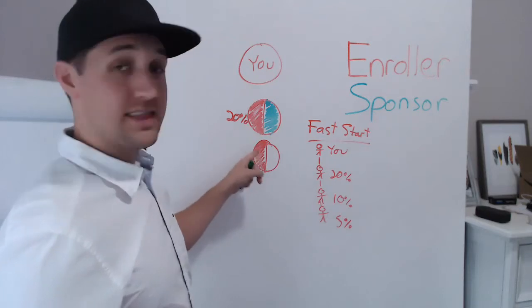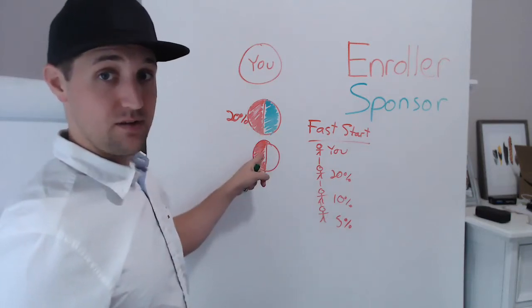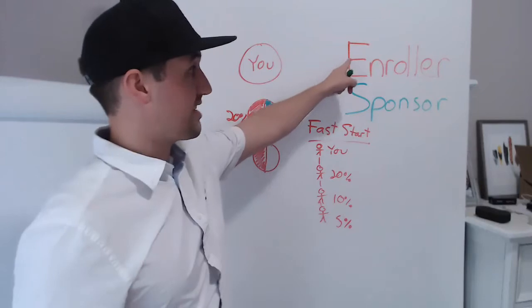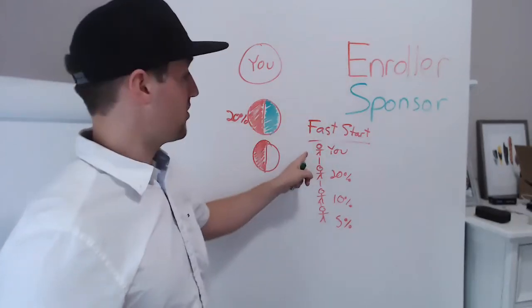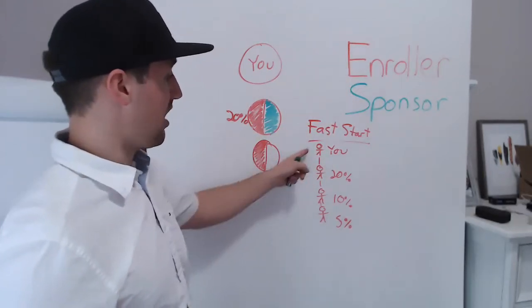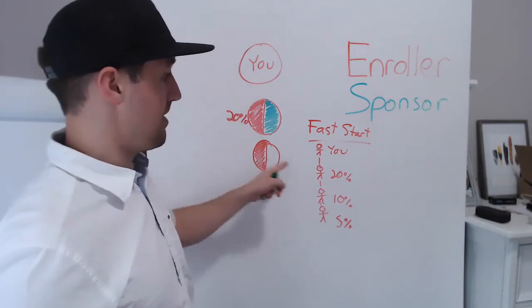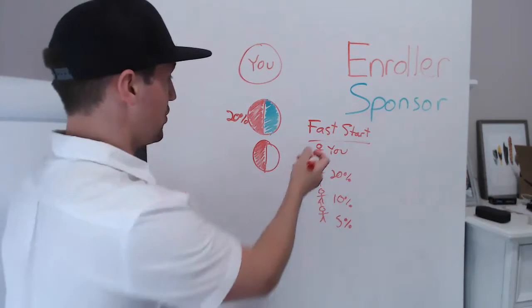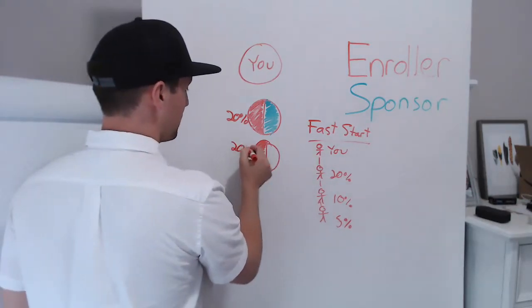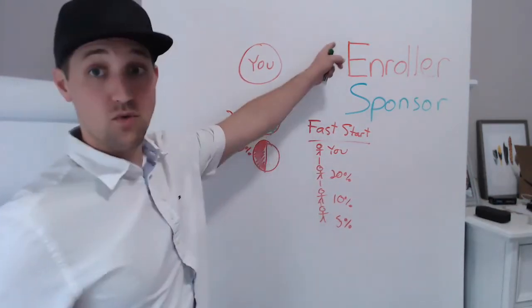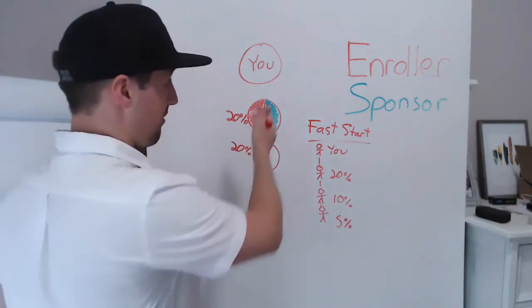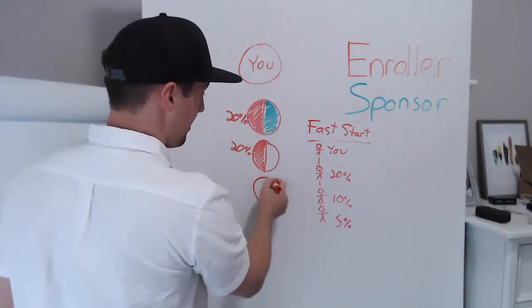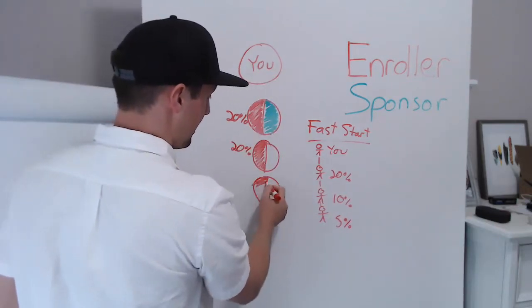Now, what about this person? This person is on your second level, but the Fast Start bonus is an enroller-based bonus. And so even though this person is on your second level in the structure, it's your first level of referral, right? And so you will also earn 20% on this person because you are the enroller. Okay, now if you place somebody under here and you are the enroller, guess what you earn?